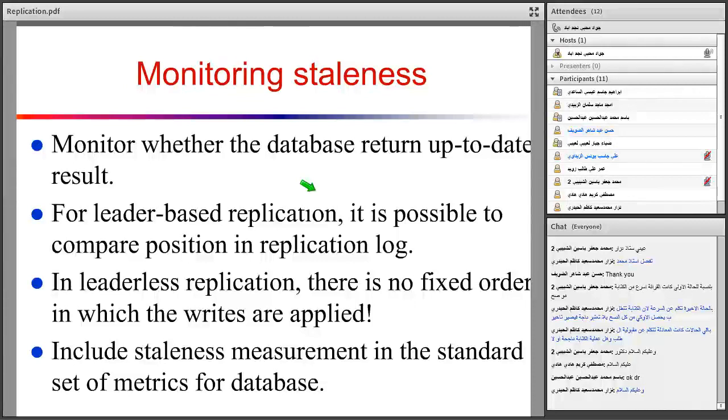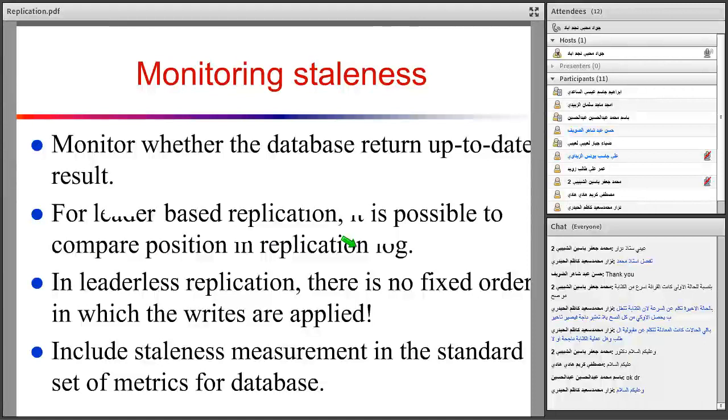For leader-based replication, it's possible to compare position in the replication log. We know that in this type of replication, the leader should confirm the write request, and the leader is responsible for writing the changes in the replication log. So it's possible for each replica to compare position in the replication log and find the stale values.